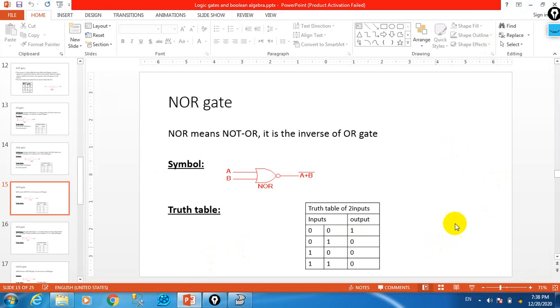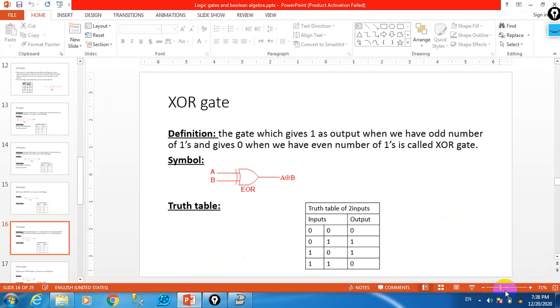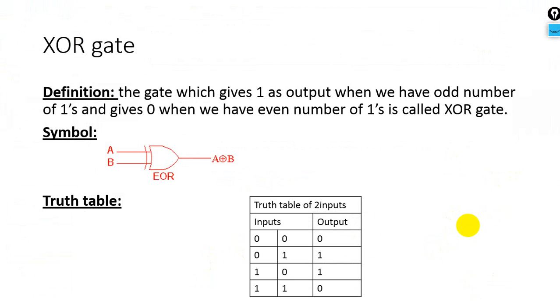Okay, next we have the XOR gate. What is the XOR gate? We can say exclusive OR gate. What is the property of this gate? This gate will give you 0 as output when the inputs are the same. When the inputs are different, the result will be 1.